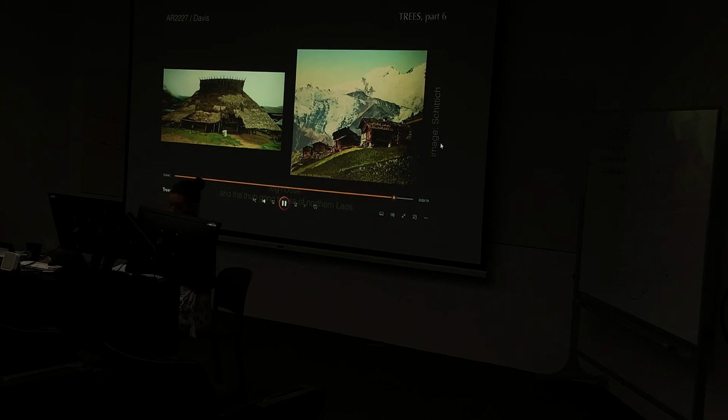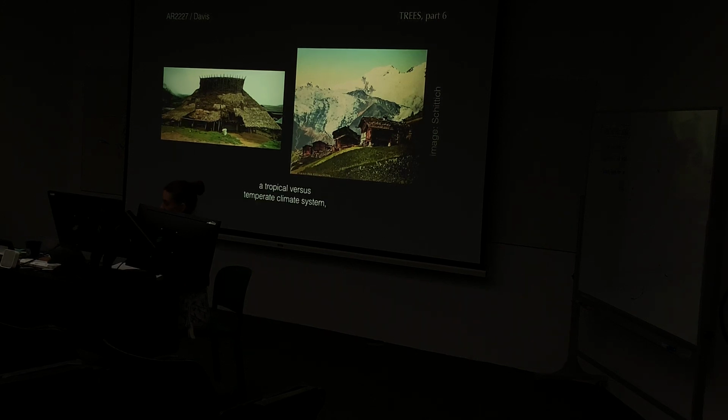Gong house of northern Laos. Lightweight materials versus heavy ones, a tropical versus temperate climate system. Yet they are also remarkably similar in other ways. Both have extreme pitched roofs, are raised above the ground, and employ locally sourced timber.